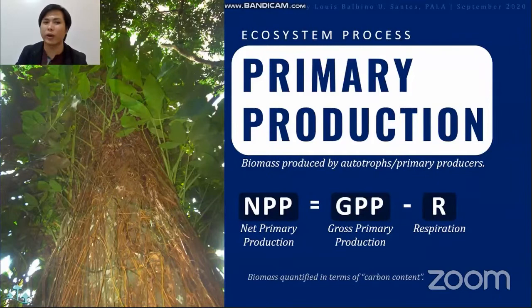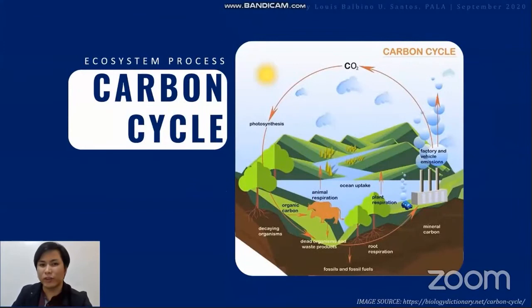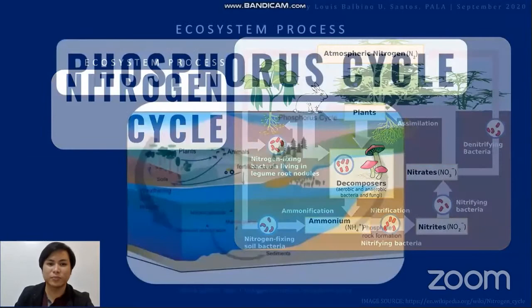Another process is nutrient cycling, or the shifting of stuff throughout the ecosystem. In this case, stuff is nutrients such as carbon. So we have the carbon cycle, nitrogen, or how nitrogen goes through different bacteria and into the plant roots and into herbivores, phosphorus, and of course the hydrologic cycle, the water cycle.